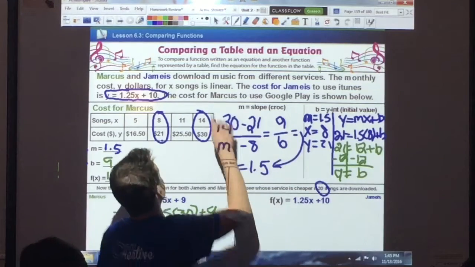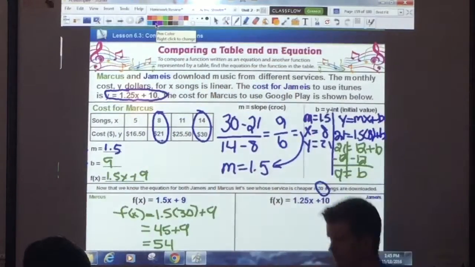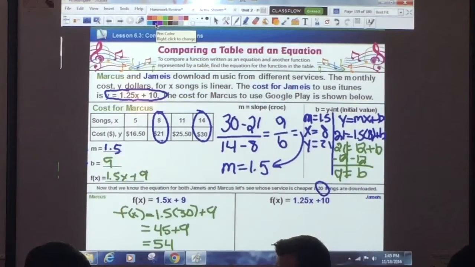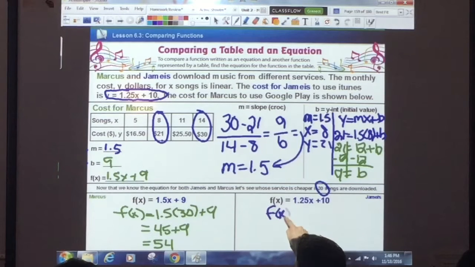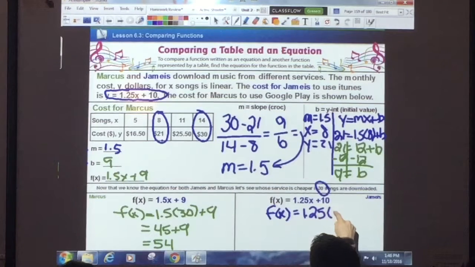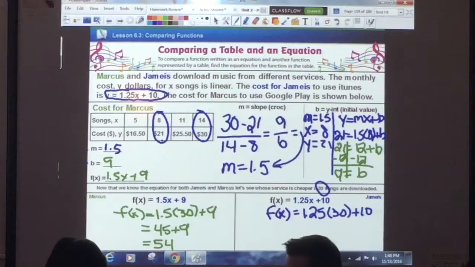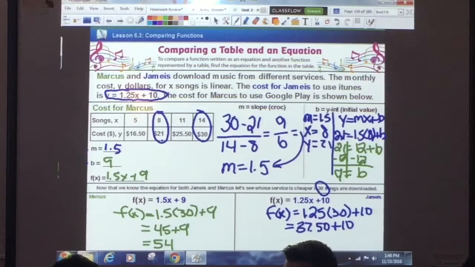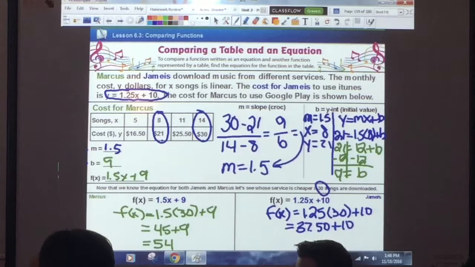Okay, now that we know Marcus's cost, we have to go in and find Janice's cost. So I now do the same exact thing that I did here to this function. I take 30, I substitute it in for x, and I'm going to have f of x is equal to 1.25 times 30 plus 10. When I do the multiplication, I get 37.50 plus 10. I remember to add or subtract. I always do. Don't ever forget. Multiplying is just the first part. Then whatever this is, you must add or subtract it. That's addition. So I add it together. I end up with $47.50.